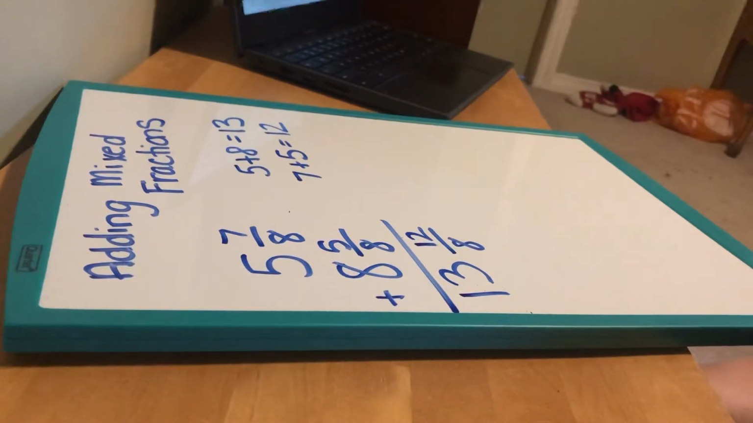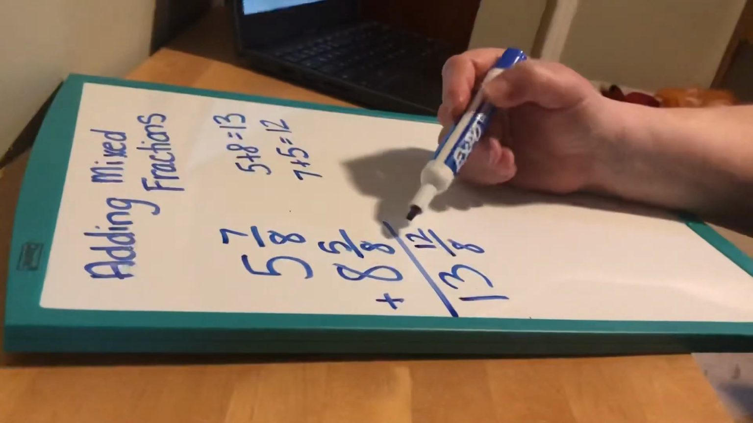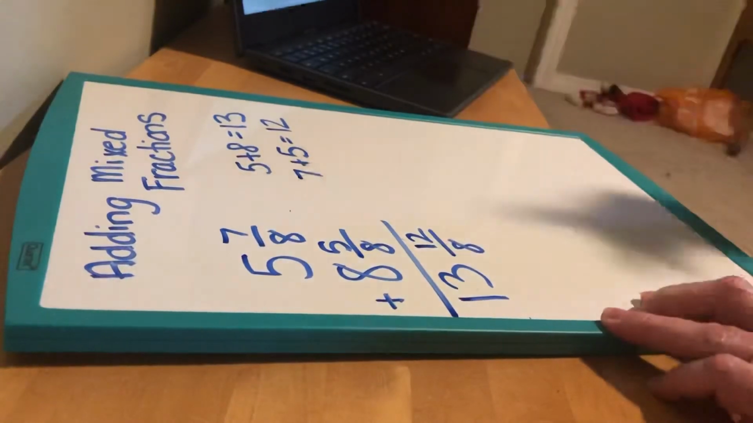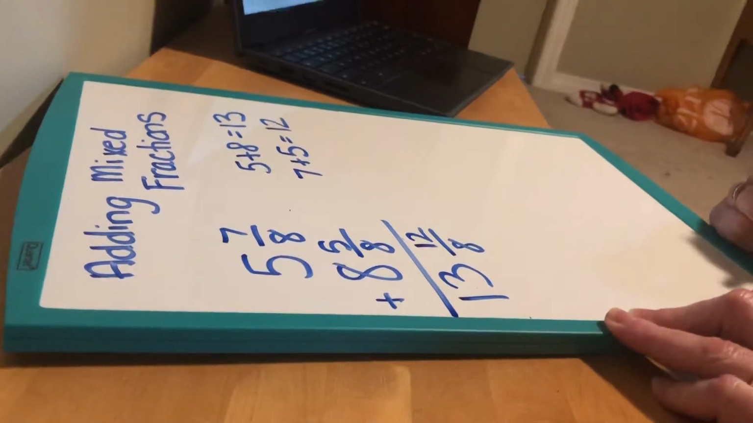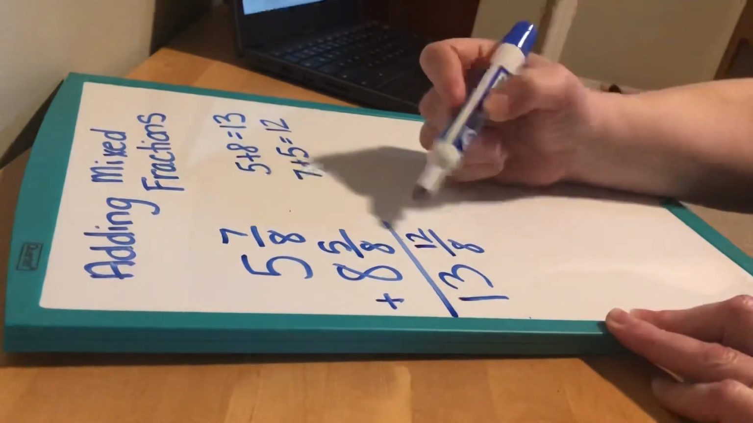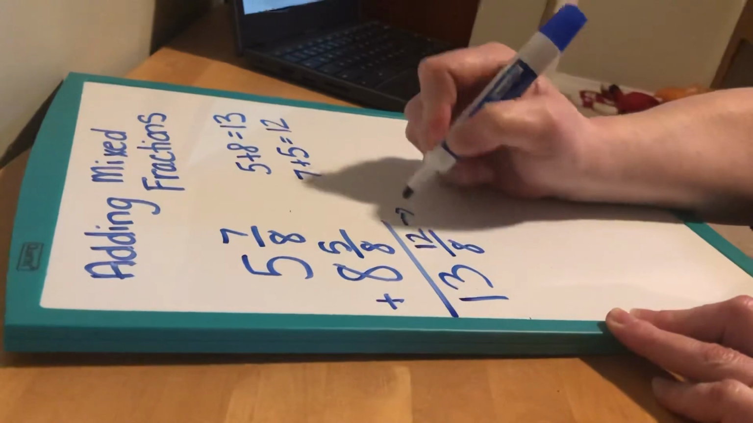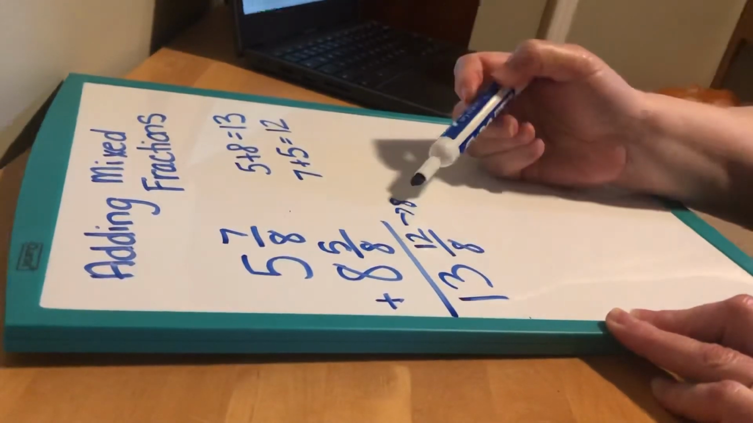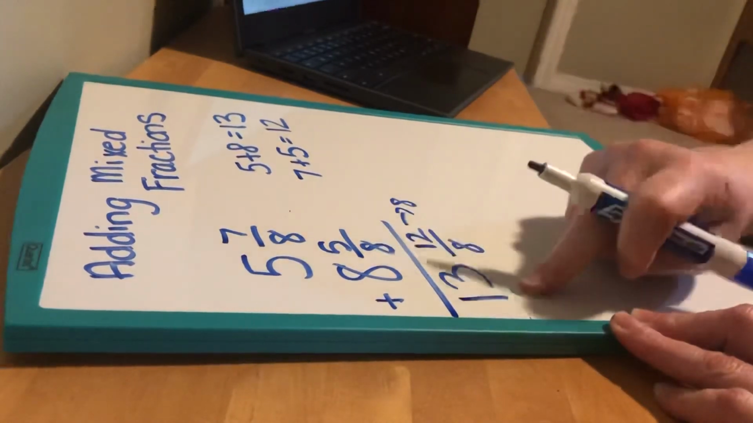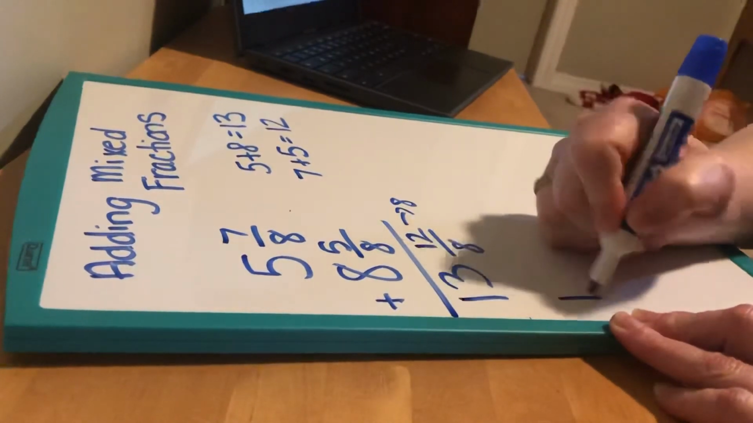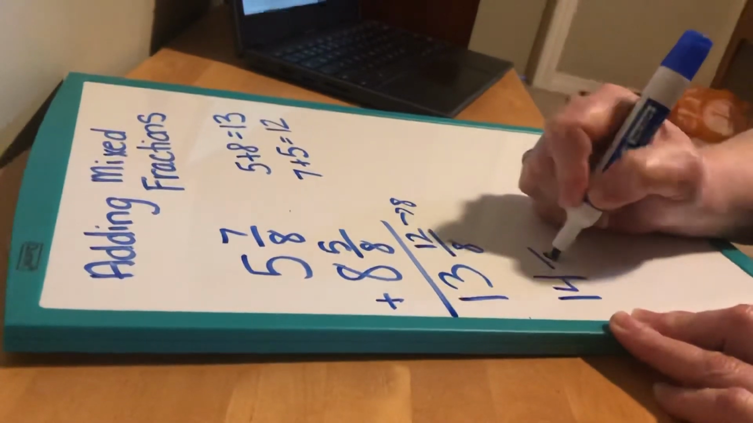Now your brain should be going off and you should be saying, wait a minute, but 12/8, this fraction right here that we've created, that is an improper fraction. And we do not like an improper fraction. So I can take 8 of this 12, because 8/8 make one whole. I can take 8/8 out of there and I can add it to my whole numbers. So my new whole number is going to be 14.